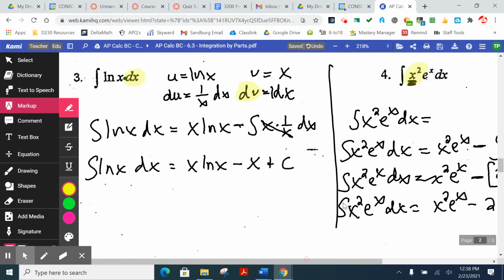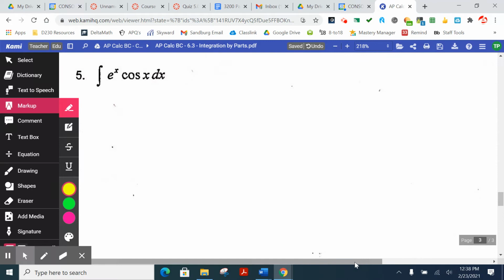All right, next page real quick. Number 5.